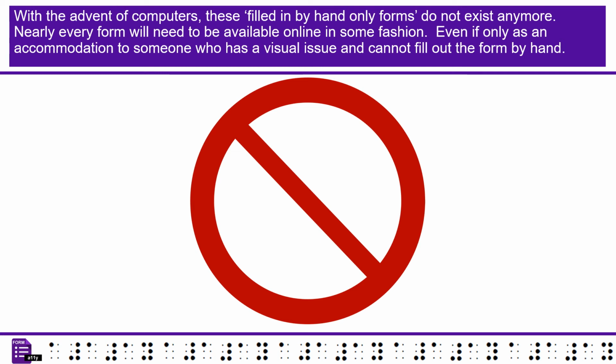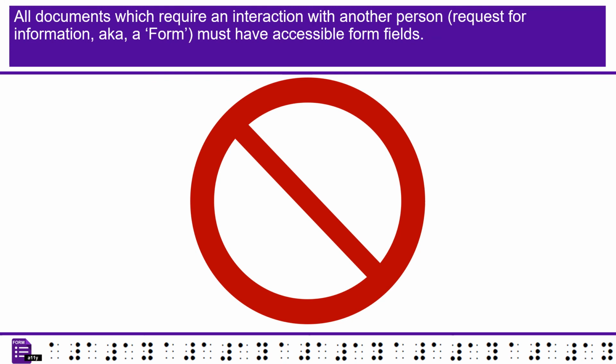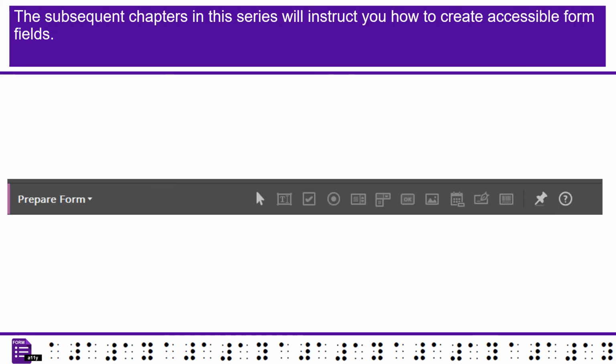Nearly every form will need to be available online in some fashion, even if only as an accommodation to someone who has a visual issue and cannot fill out the form by hand. All documents which require an interaction with another person, request for information, aka a form, must have accessible form fields. The subsequent chapters in this series will instruct you how to create accessible form fields.